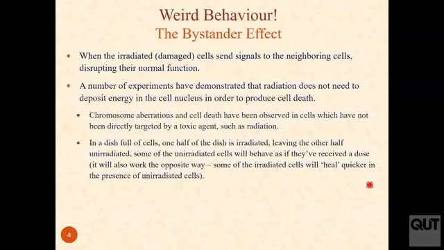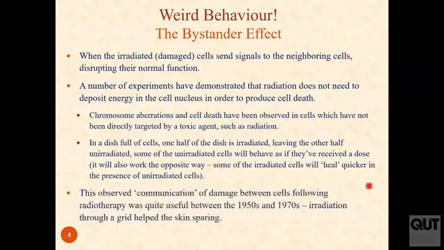So the bystander effect. This is a strange thing that occurs when you have some irradiated cells which are in close proximity to unirradiated cells. Sometimes they will send signals to the neighbouring cells, which will then behave as if they've been irradiated. And it'll be vice versa as well. So sometimes some unirradiated cells will send signals to irradiated cells and they'll act as if they haven't been irradiated.